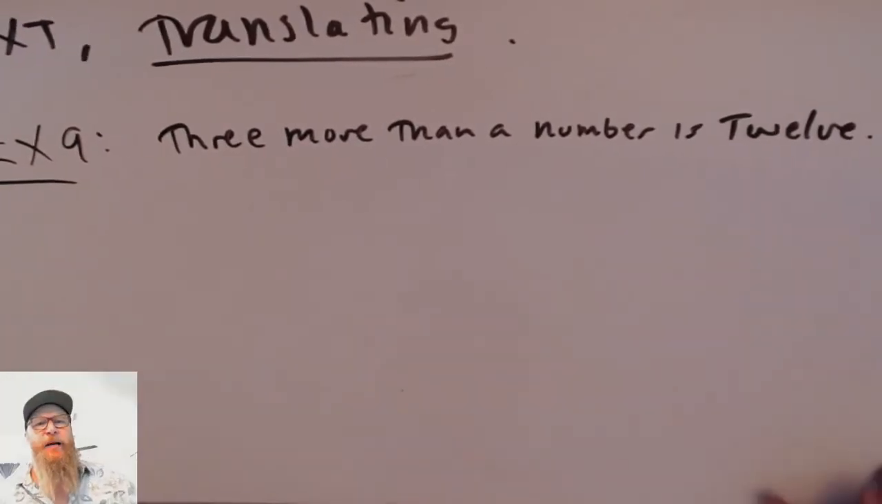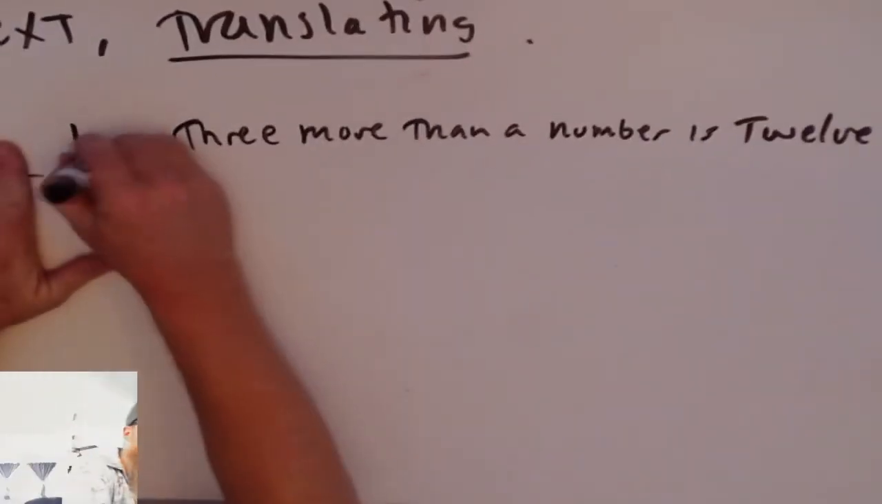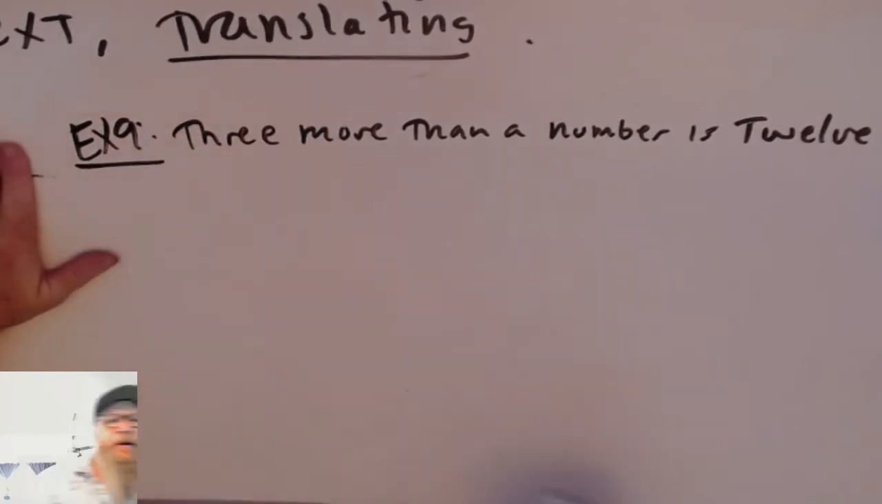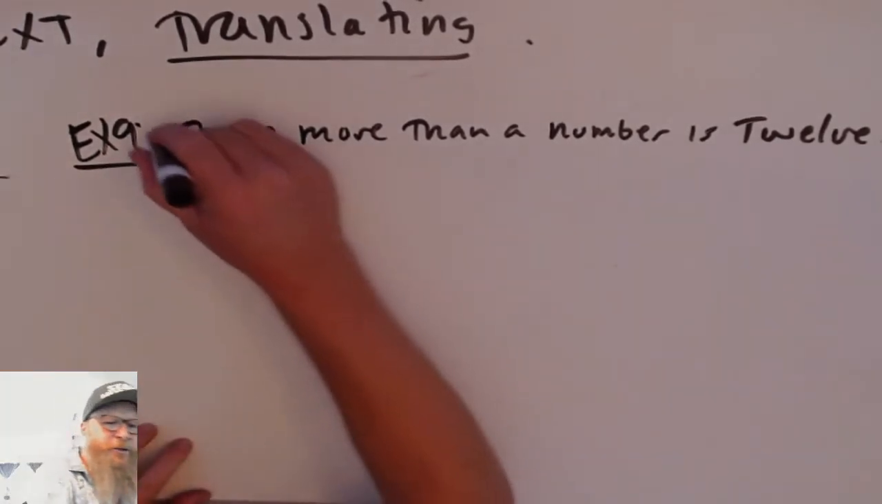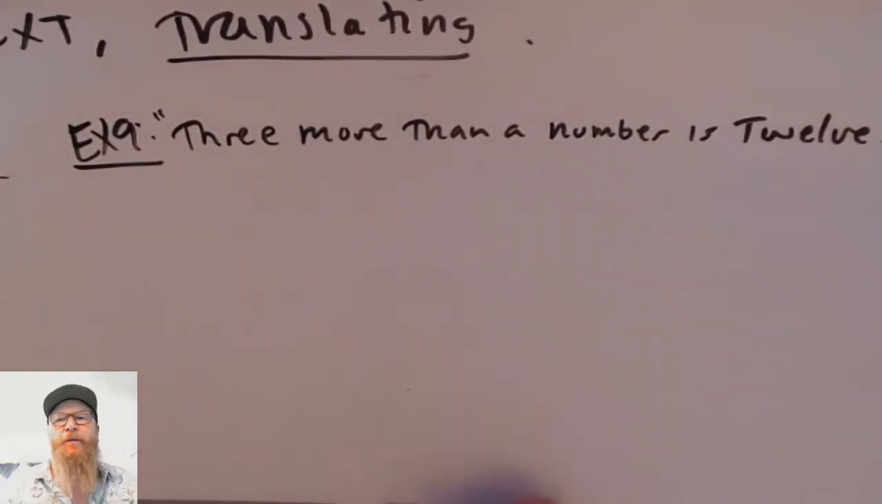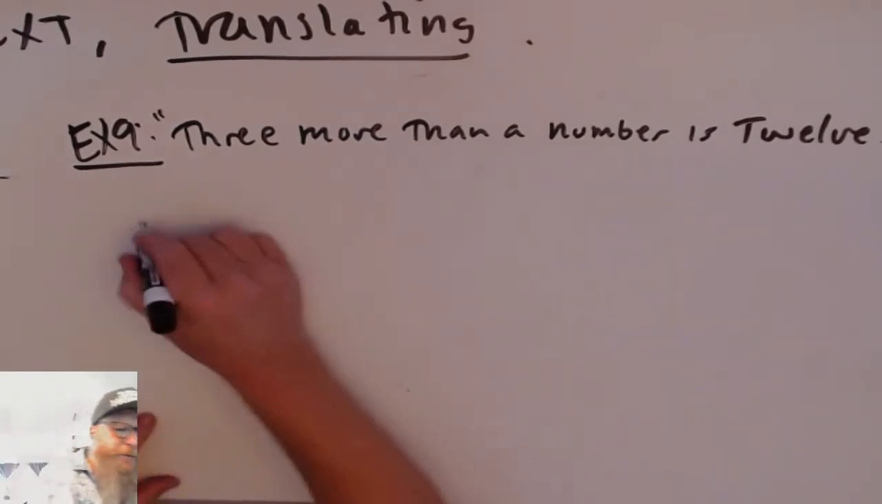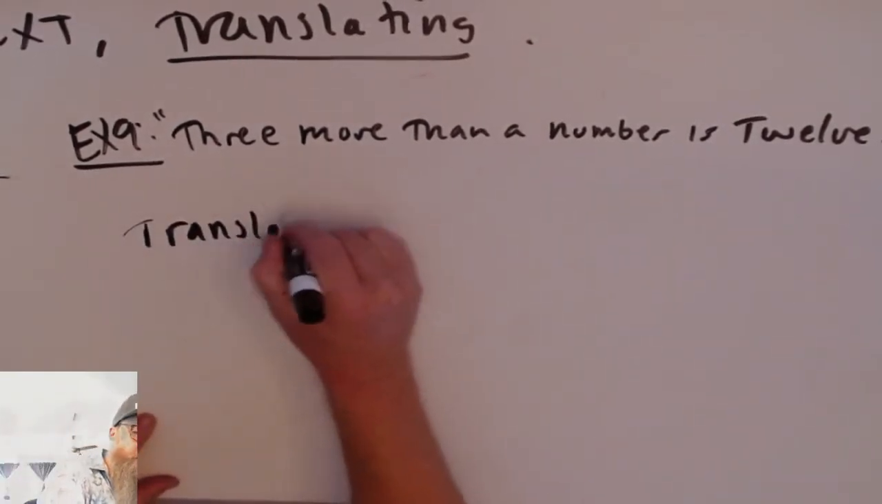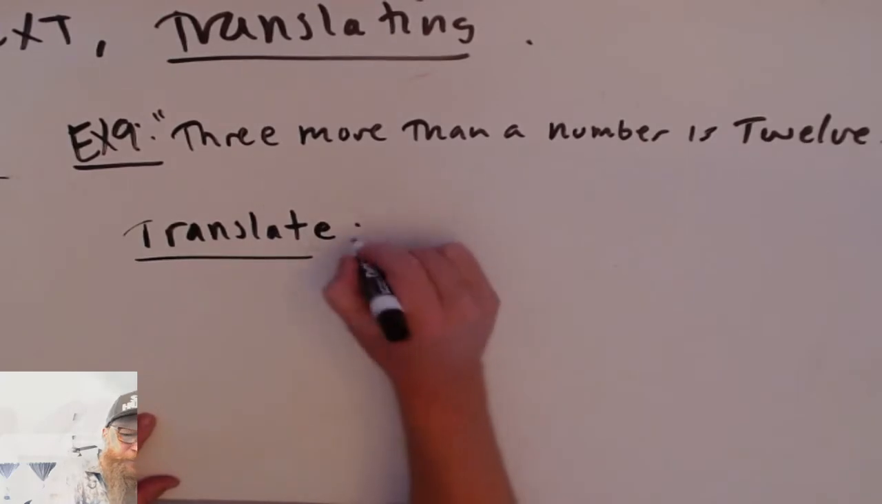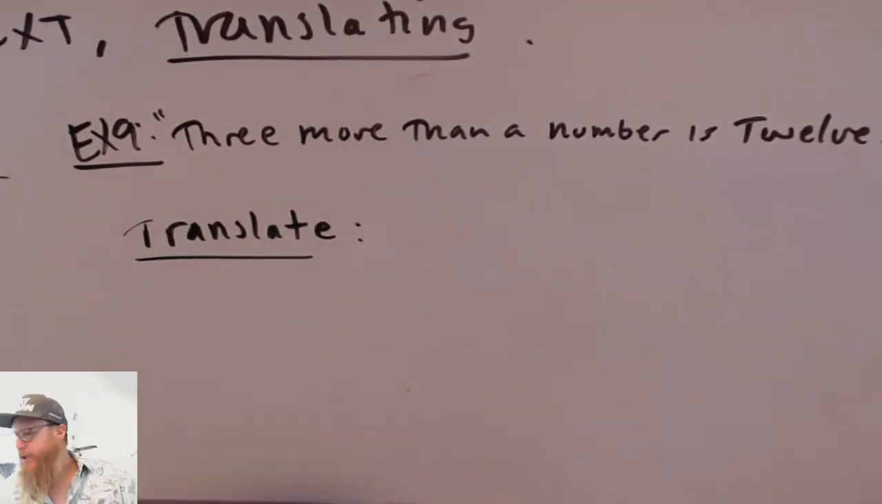All right, so example 9. 3 more than a number is 12. I'm going to give you credit for 2 different parts of this. One is the translation. So just writing this as an equation.